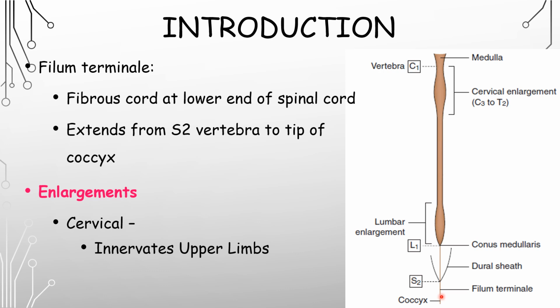There are two enlargements in the spinal cord, so it is fusiform shaped. Here you can see the two enlargements. The first one is the cervical enlargement, which innervates the upper limbs, and the second one is the lumbar enlargement, which innervates the lower limbs.